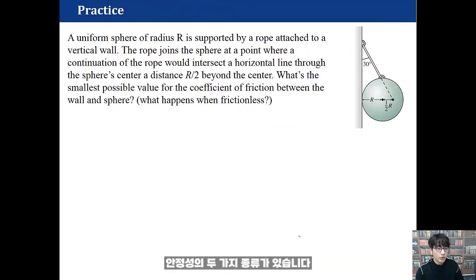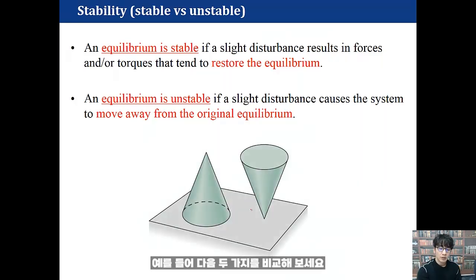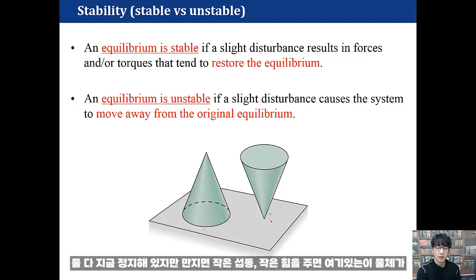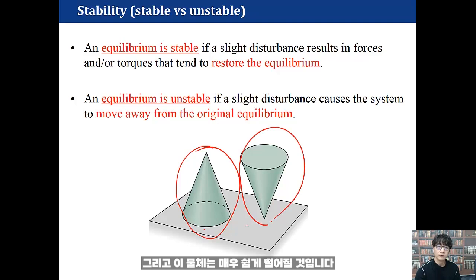There are two kinds of stability in static equilibrium: stable equilibrium and unstable equilibrium. For example, compare these two. Both are at rest now. But if you give a small perturbation, a small force, then this object here will not fall down, and this object will fall down very easily. This is unstable equilibrium.